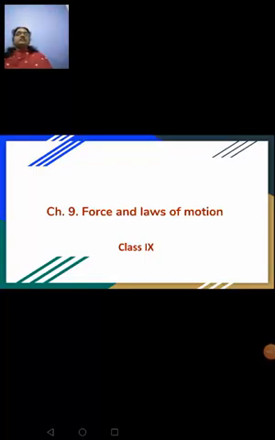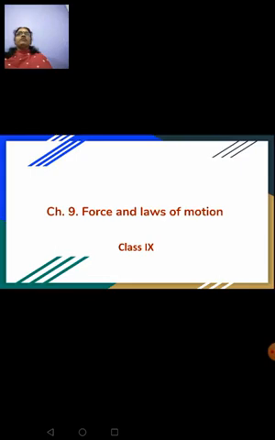So in the last session we started solving sums based on this chapter number 9, force and laws of motion. We started with the sums given in your textbook, right? Today also we'll be continuing, because I did only 4 sums in the last class, so I'll be doing the remaining sums today.